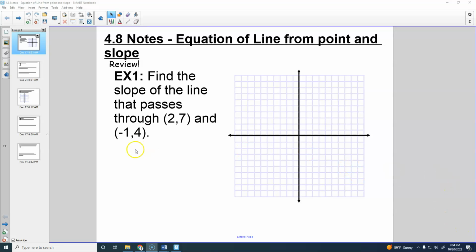These problems are something that we will see a lot of, and it's going to be tested pretty heavily on the test. Okay, so we're going to start with example 1, which is just a review question. Example 1 just asks us to find the slope of the line that passes through (2, 7) and (-1, 4). Just reviewing here, I could graph it.